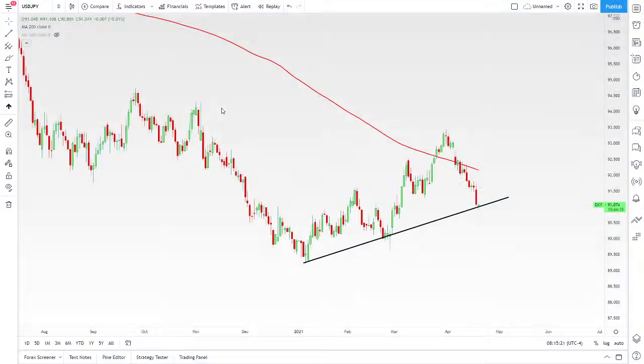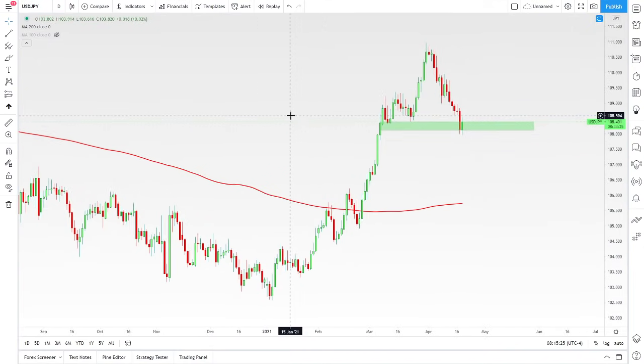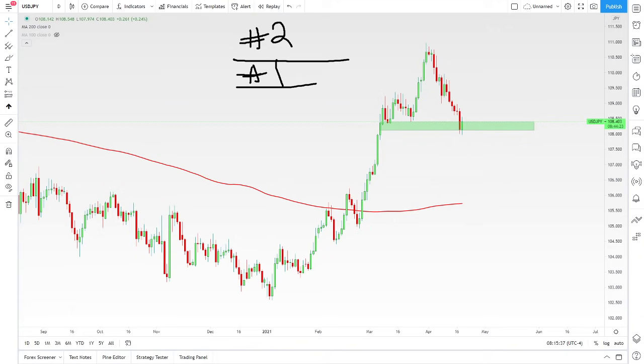Okay, so the first one is going to be dollar yen. And dollar yen is very much interesting to me because this one is probably the number 2 slot. Number 1 we're going to look at in a second, because I actually have a trade on the number 1 slot, so we're going to take a look at that in just a moment. But the number 2 slot is dollar yen.